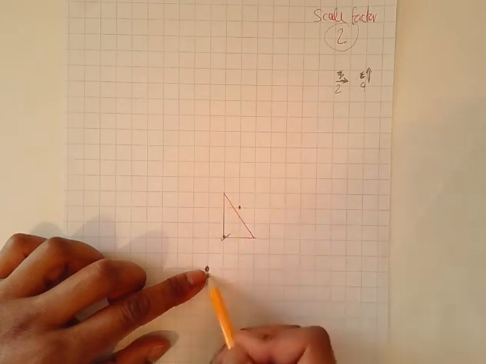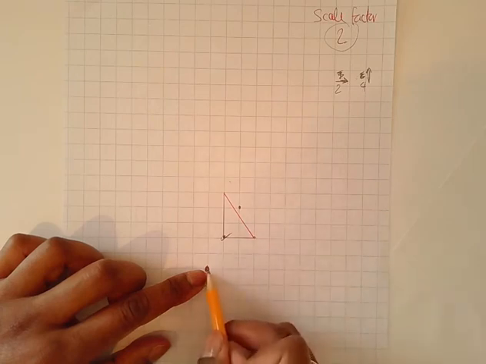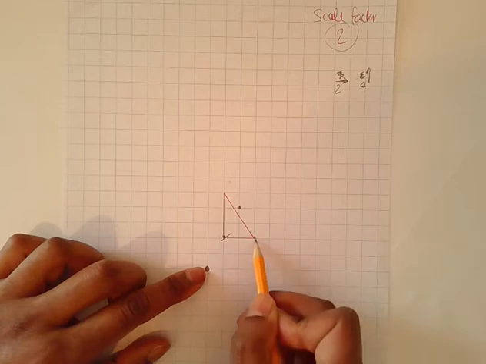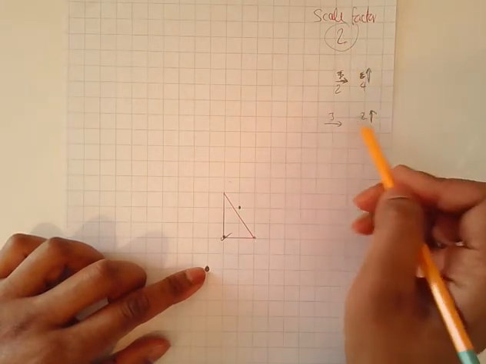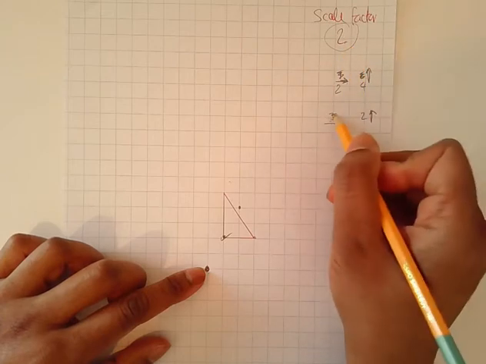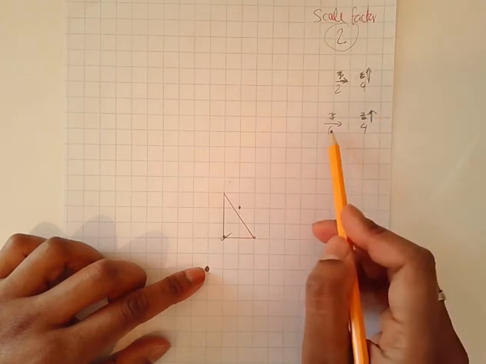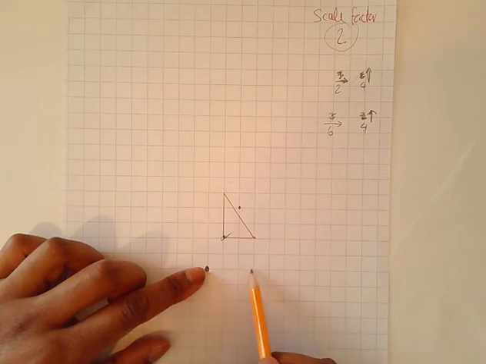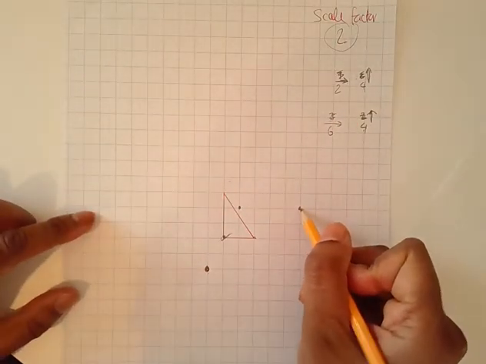Next, what shall I do? Do that one. I'm going to count from my center of enlargement to that point there. That's 3 squares to the right, 2 up. So now I'm going to double these numbers. 2 times 3, 6. 2 times 2, 4. So I'm going to count 6 squares to the right, 4 squares up. 6 squares to the right, 1, 2, 3, 4, 5, 6, and then 4 up. 1, 2, 3, 4. So that one I've done.